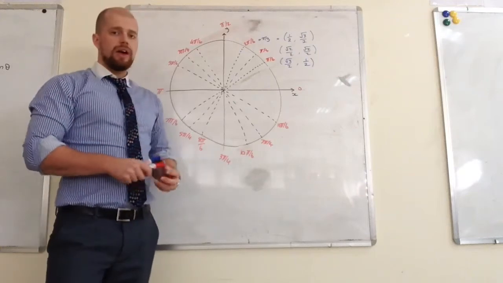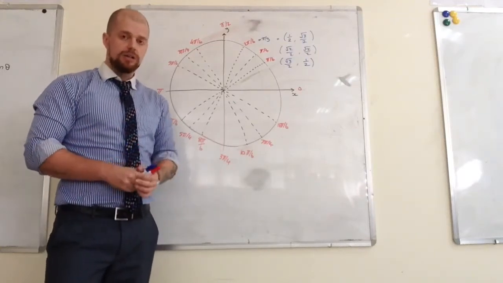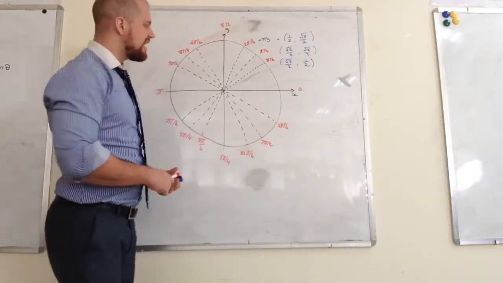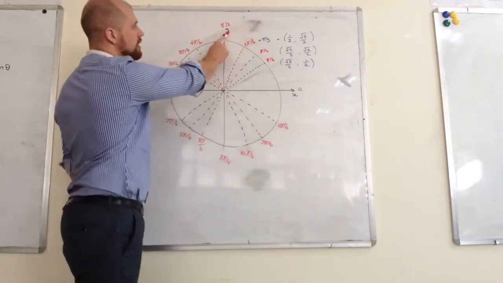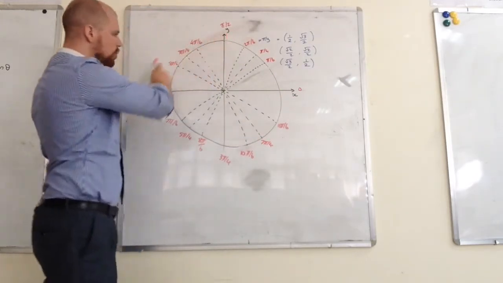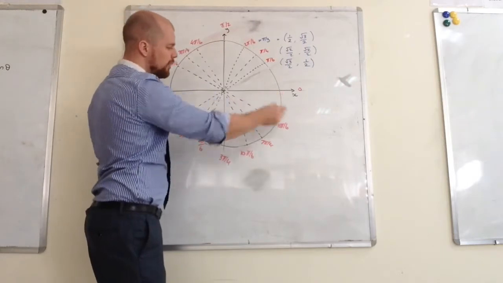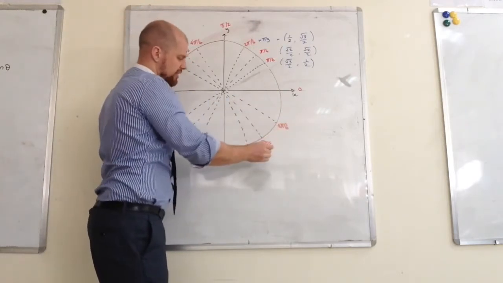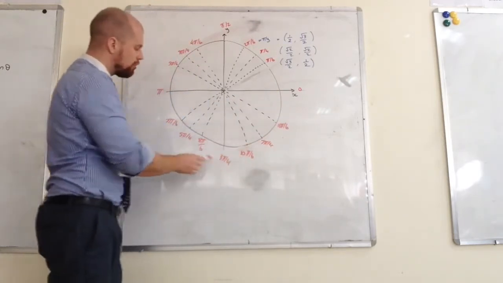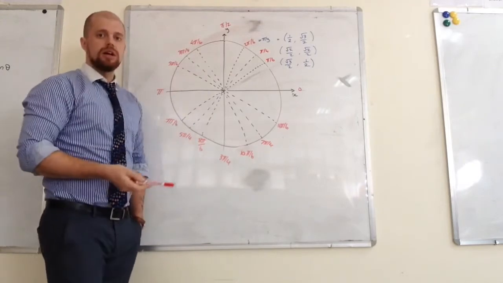Okay, in this second video, we're still going to be looking at the unit circle, but now we're going to be extending on from 0 to pi by 2 all the way to 2 pi. We're going to look at numbering, giving coordinates to the most common angles in the unit circle.